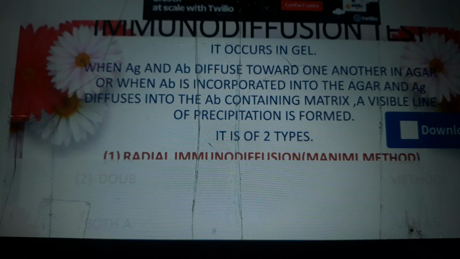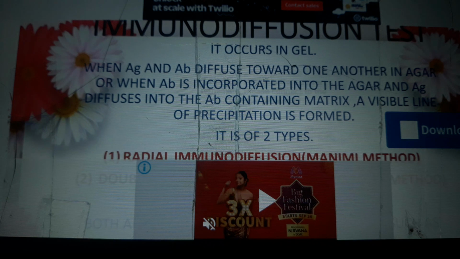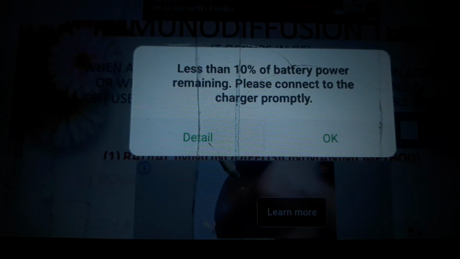Immunodiffusion tests. When Ag and Ab diffuse towards one another in agar, or when Ab is incorporated into agar and Ag diffuses into the Ab-containing matrix, a visible line is formed.